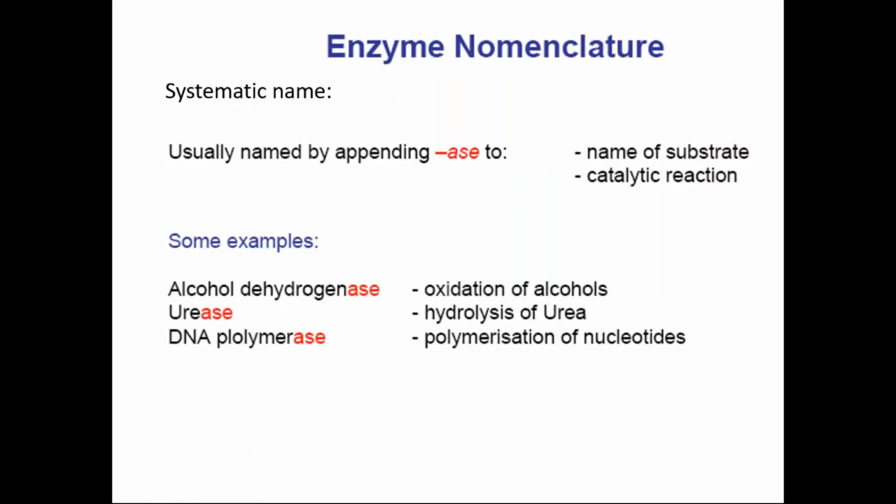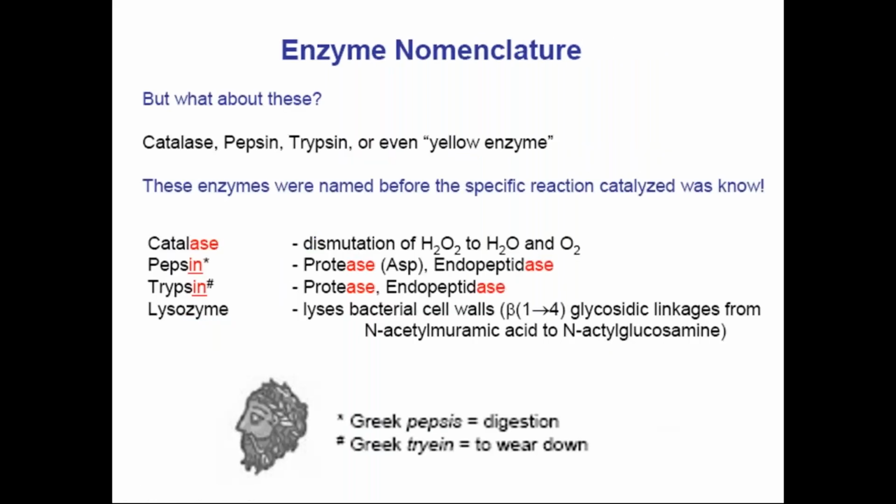Now, if you look at the enzyme nomenclature, they are all appended by ase. So you have alcohol dehydrogenase, urease for hydrolysis of urea, DNA polymerase, which brings about the polymerization of nucleotides. Then you have several enzymes which do not end with ase, such as pepsin, trypsin, chymotrypsin, and lysozyme, which ends with zyme. These enzymes were named so because their reactions were known much before the other enzymes. But you cannot keep naming these enzymes as and how you please. You can have the names as common names or trivial names.